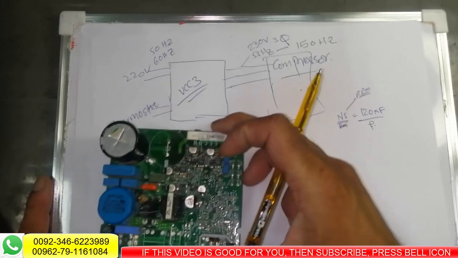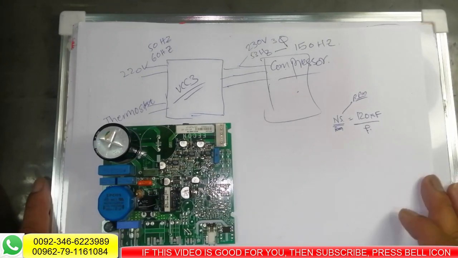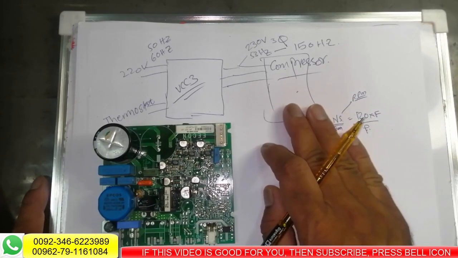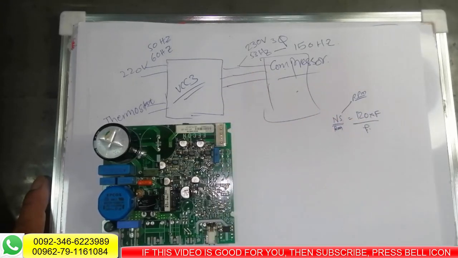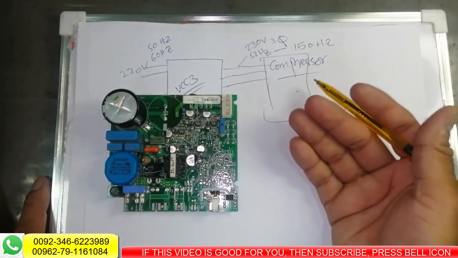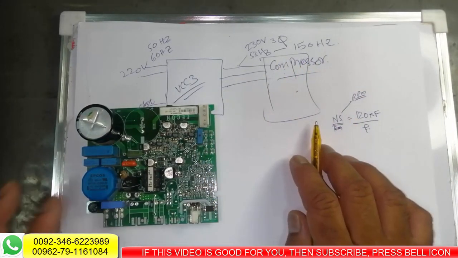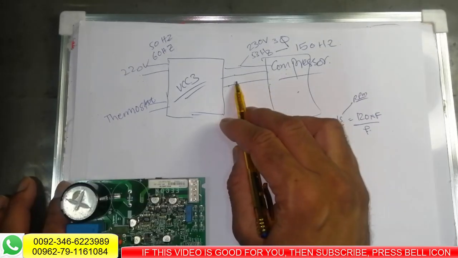In an inverter AC or inverter refrigerator, there is a continuously spinning compressor. It does not have any starter winding. It has a running winding, a three phase running winding. The control board just controls the frequency of this compressor. It changes the frequency of the input section while the voltage remains constant.